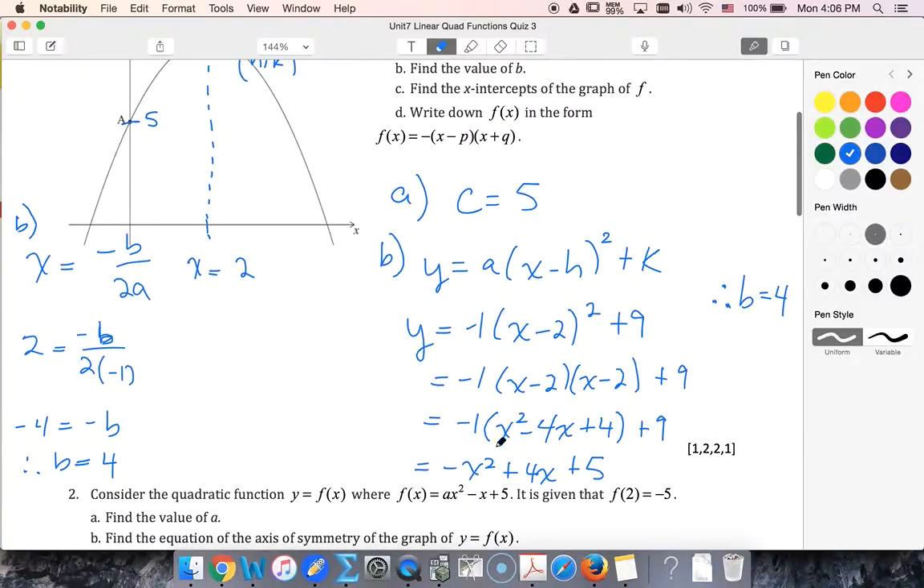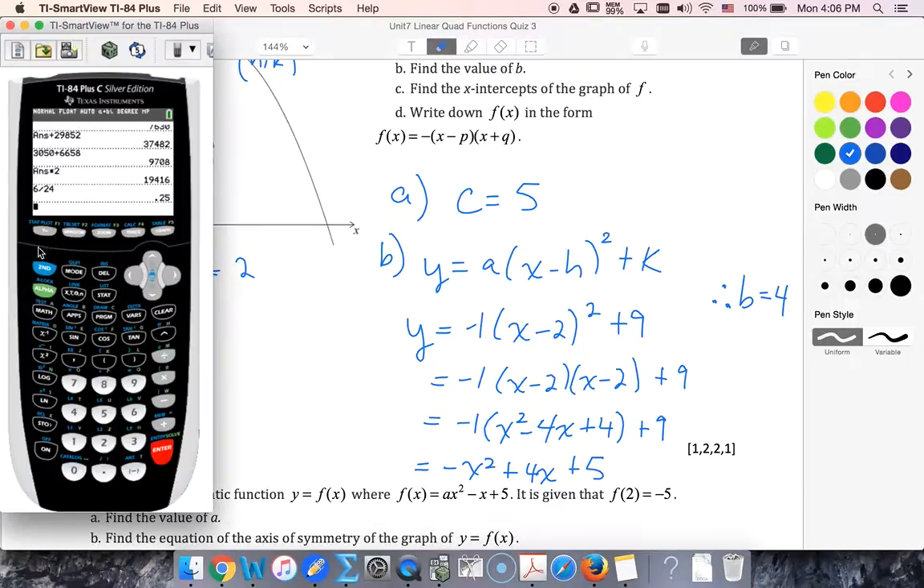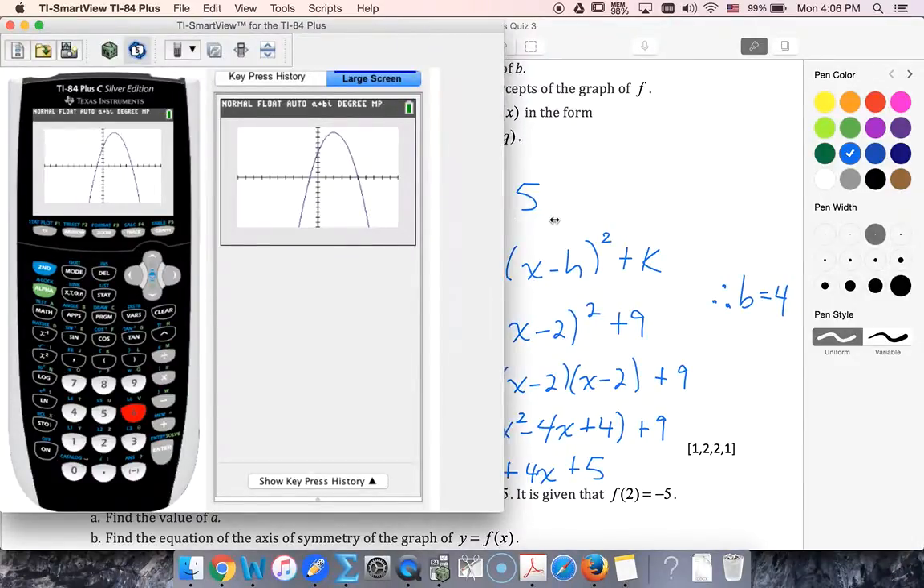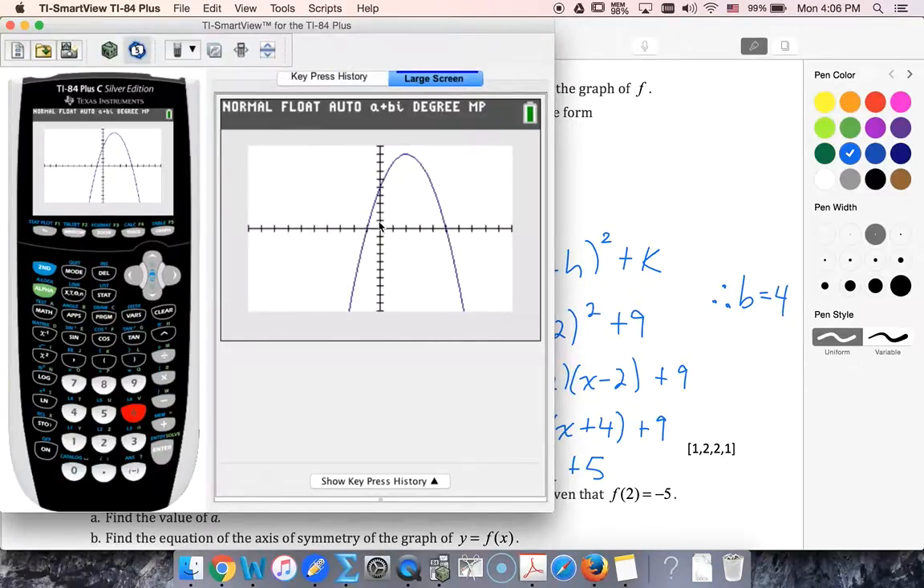Find the x-intercepts. Well, now I know the whole equation. Even from my vertex form, I could have graphed it this way. So I'm going to come in and graph my equation. So let's clear this out. We know that we had -1 times x minus 2 squared plus 9. My window, I definitely don't want this window. I'm just going to pick a zoom standard for right now. Let's look. Okay, so I can see my x-intercepts are at -1 and 5.